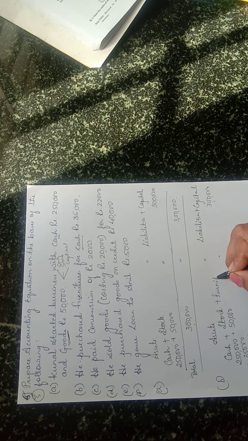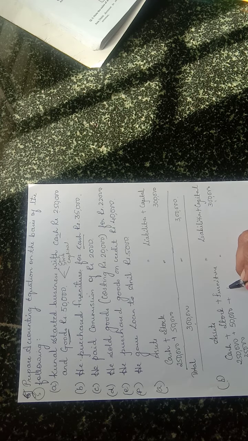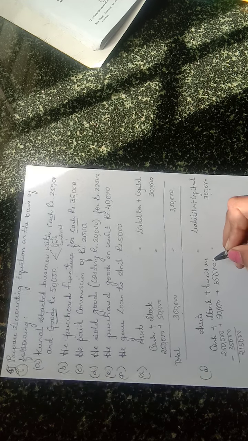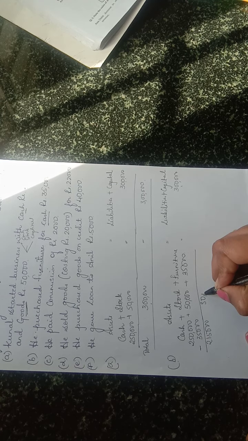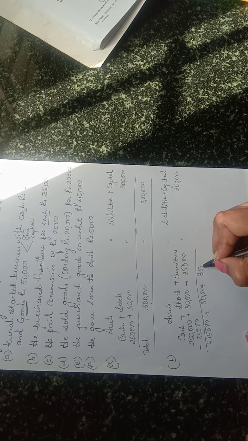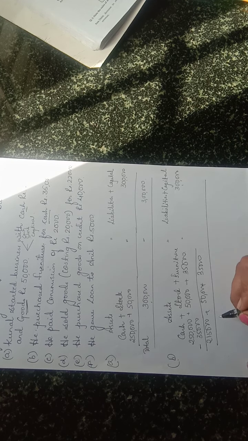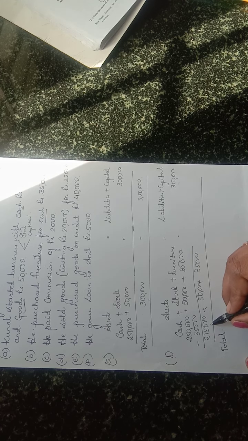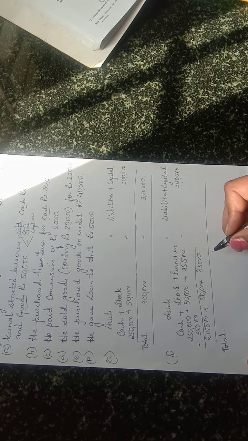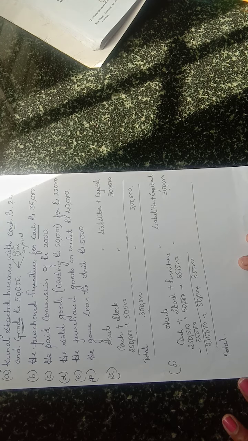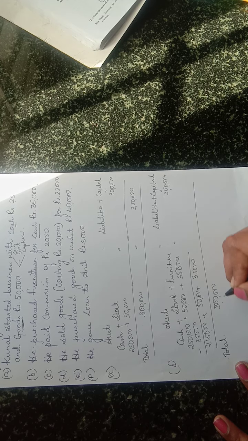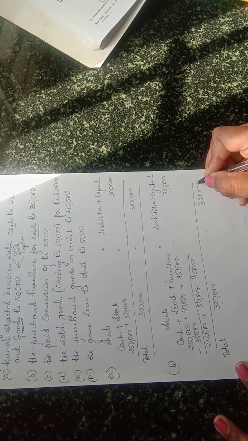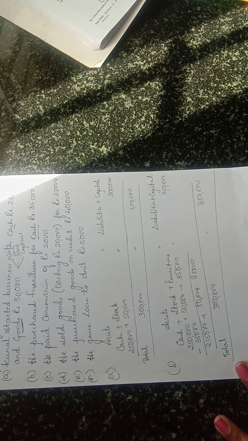Furniture. So total value of furniture is 35,000. Right. So now cash 215, stock 50 and furniture 35. These are total assets. Yes, total assets 215 plus 50 plus 35. So total it comes to about 3 lakhs. Right. And here also 3 lakhs. So total assets is equal to total liabilities.